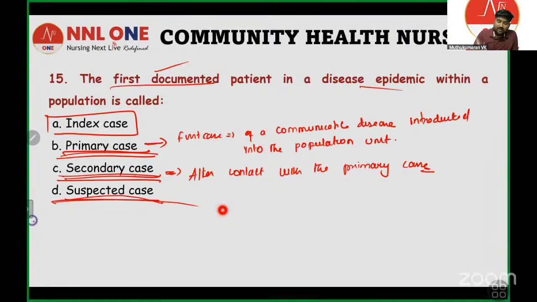The first documented patient in a disease epidemic within a population is the index case. When the first case of a communicable disease is introduced into the population unit, it is the primary case. From the primary case, if the disease spreads, then it is a secondary case. When the patient has all the features of the disease but has not been diagnosed, it is a suspected case. Is it clear? Okay.